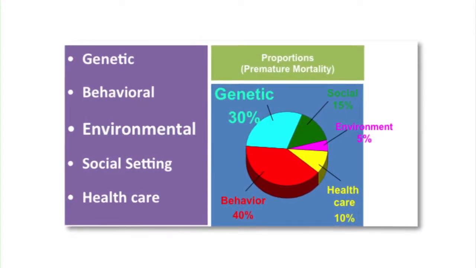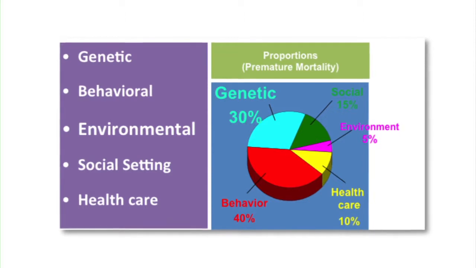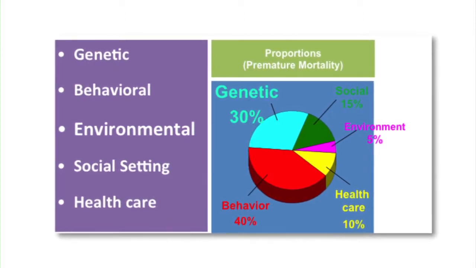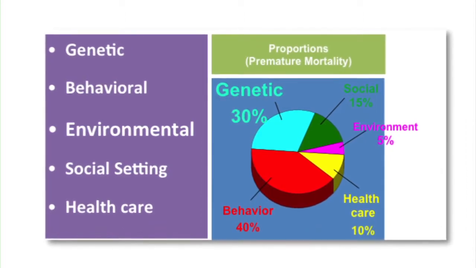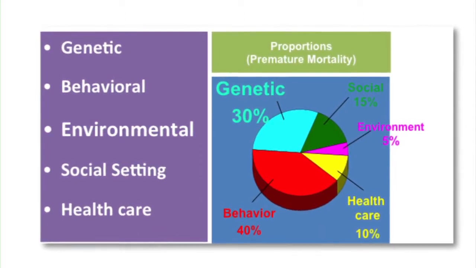When you actually look at the proportion of premature mortality, you see that the very largest part is accounted for by the combination of behavior, healthcare utilization, and social factors.